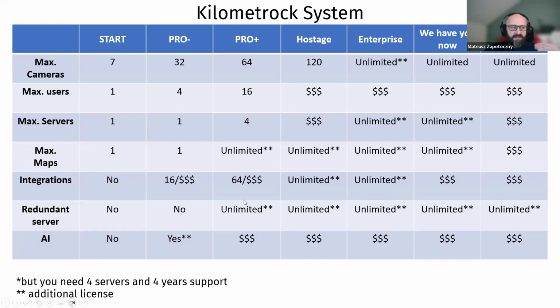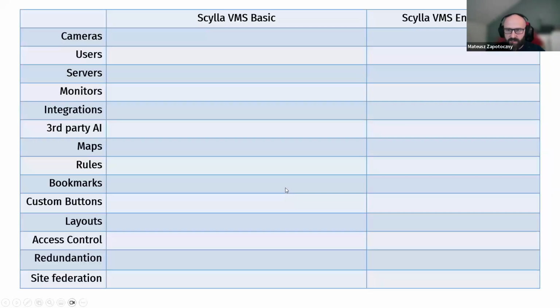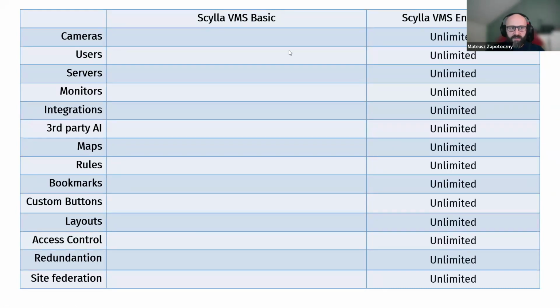So instead of doing something like this, a really hard to understand table with all the stars, those asterisks with special rules and licensing, we have something much more simple. So first of all, like I said, Scylla Basic, Scylla Enterprise, VMS, right? Cameras, users, servers, monitors, integrations, whatever you're gonna think about, right? So of course, in the enterprise version, everything is unlimited.